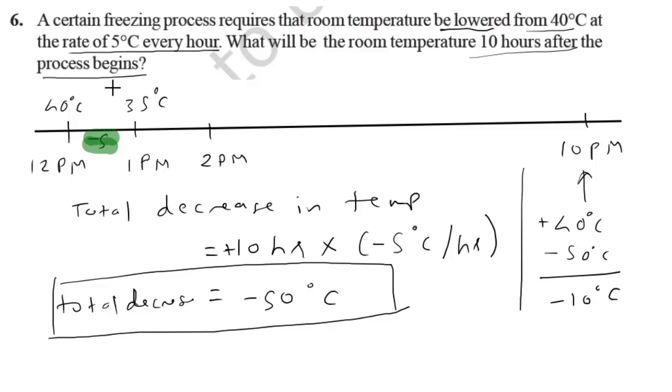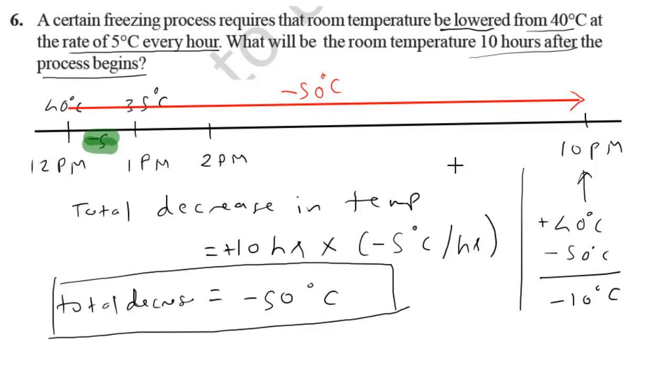Let us represent the decrease by the red line here. So this is the decrease of minus 50 degrees Celsius from this point, and at this point, that is after 10 hours, the temperature will be minus 10 degrees Celsius, and this is our answer also. So our answer is the temperature after 10 hours will be minus 10 degrees Celsius.